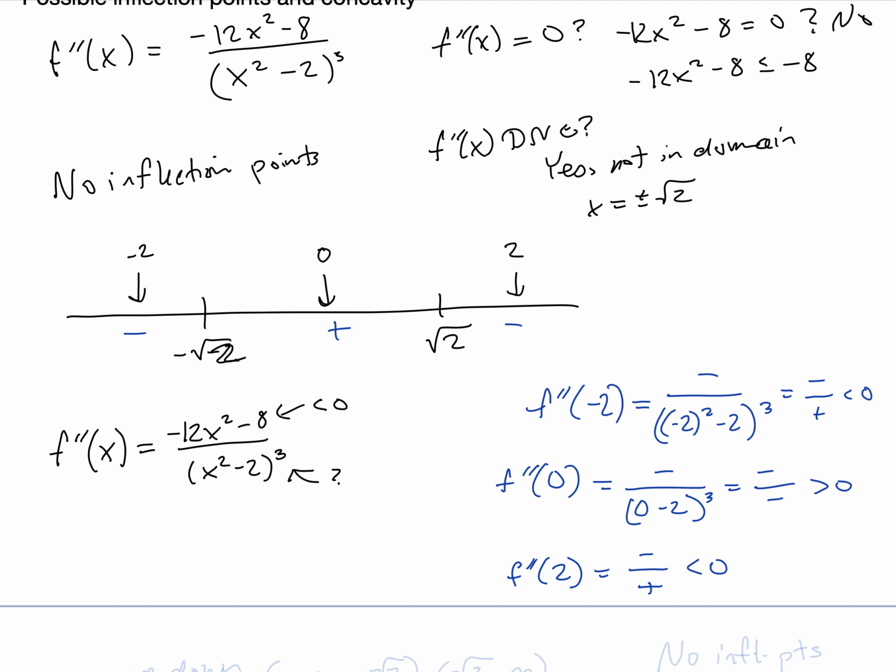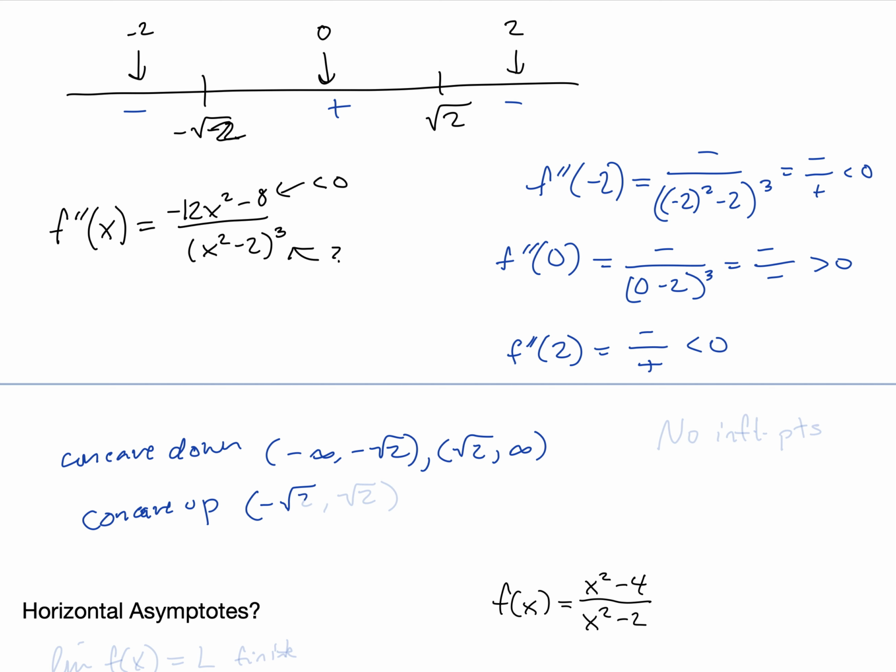So negative. And this tells us that we're concave down over the intervals from negative infinity to negative square root of 2, as well as the interval from square root of 2 to positive infinity, and we're concave up on the interval from negative square root of 2 to positive square root of 2. And as we stated above, we have no inflection points, no points where the function is defined and the concavity changes. All right, so are there any horizontal asymptotes for this function?